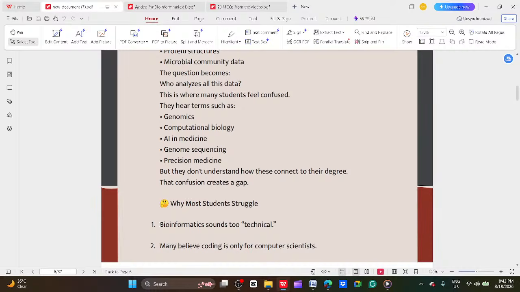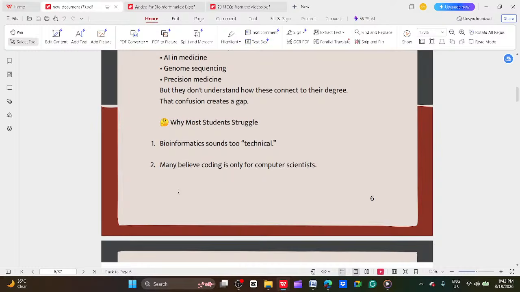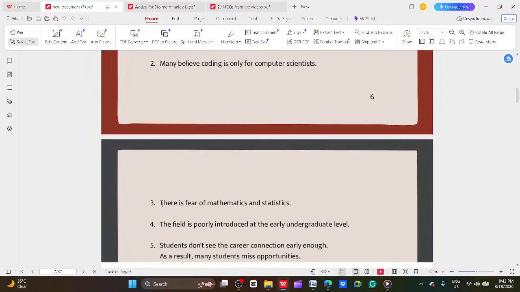But some people also believe that coding is only meant for computer scientists, not for biologists. No, that is a kind of misconception. That's one of the reasons. Then I told you, so many people ran away because of fear of mathematics and statistics. And sometimes this field is poorly introduced at undergraduate level.